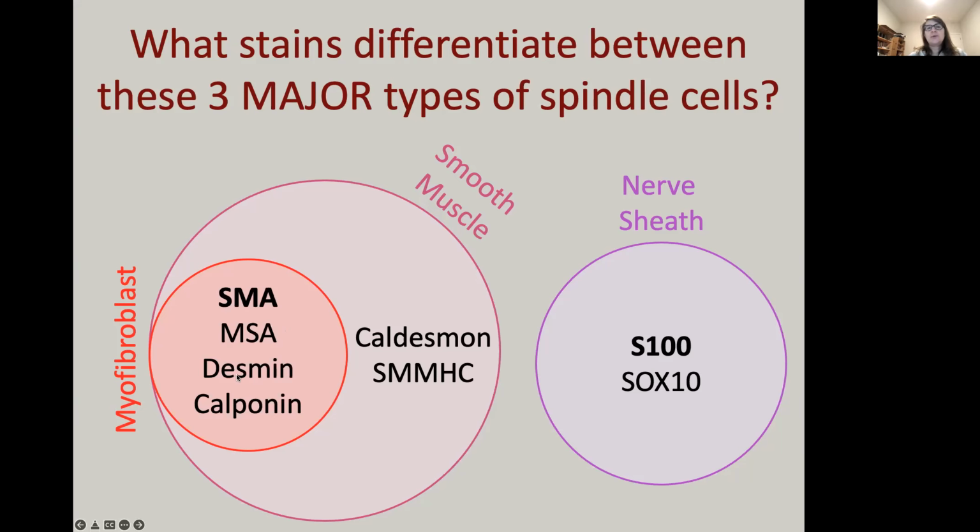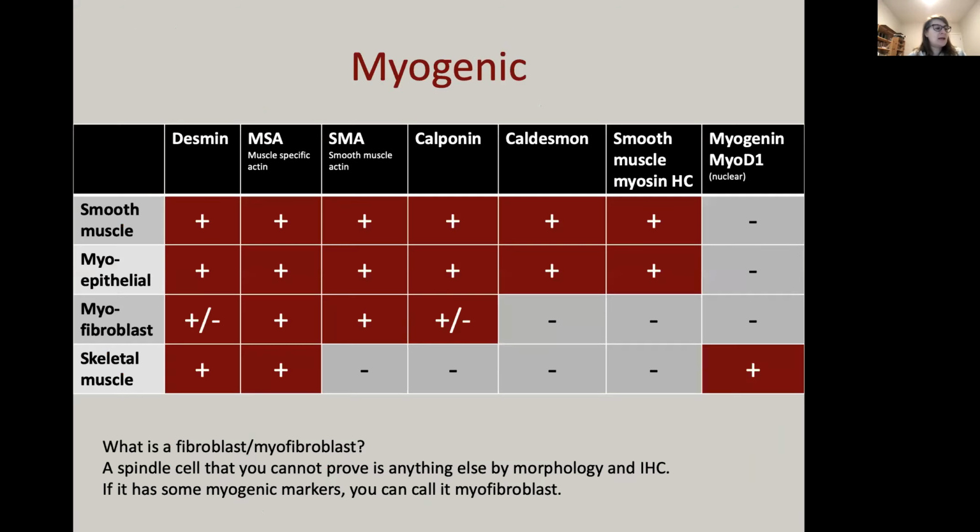If it's really diffuse and really strong and really thick, you may start to think more of a smooth muscle type of tumor. Other things you can add on that will only be positive in smooth muscle are going to be such as caldesmon and smooth muscle myosin heavy chain, which are thought to be negative in myofibroblasts, if that makes sense. So I put my table of myogenic markers here. I refer to this quite often.